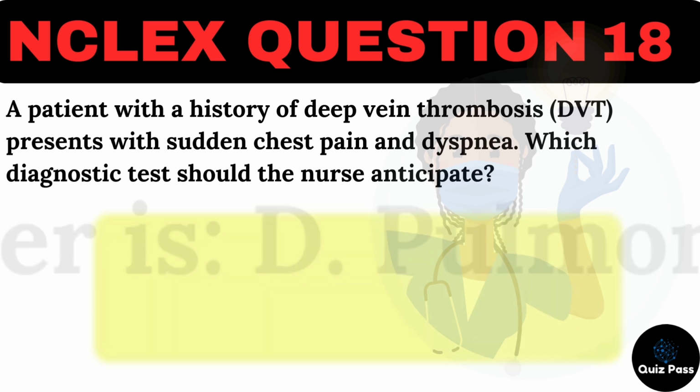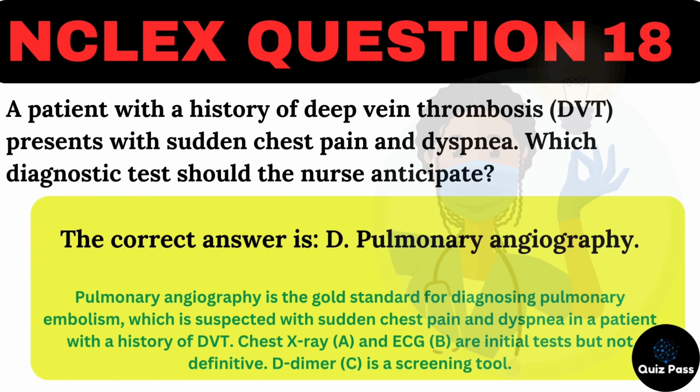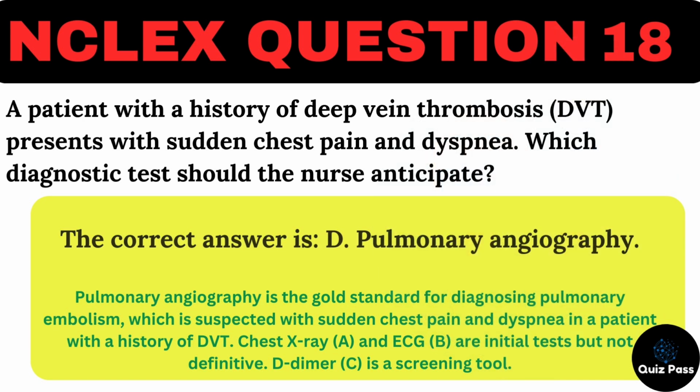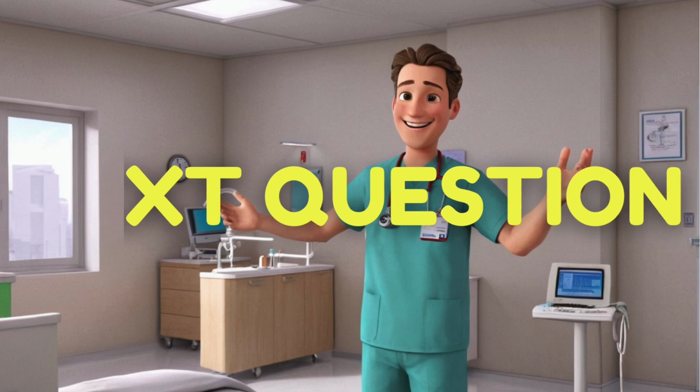The correct answer is D. Pulmonary angiography. Pulmonary angiography is the gold standard for diagnosing pulmonary embolism, which is suspected with sudden chest pain and dyspnea in a patient with a history of DVT. Chest X-ray, A, and ECG, B, are initial tests but not definitive. D-dimer, C, is a screening tool.